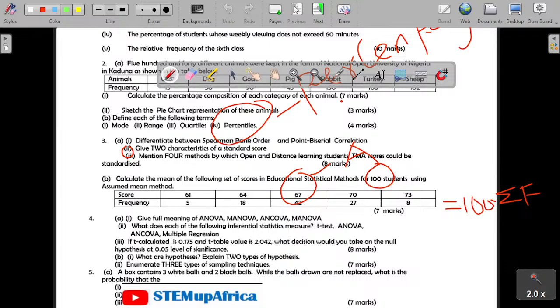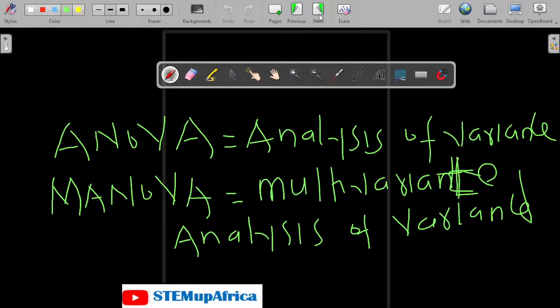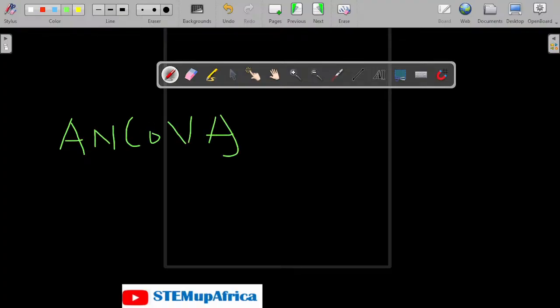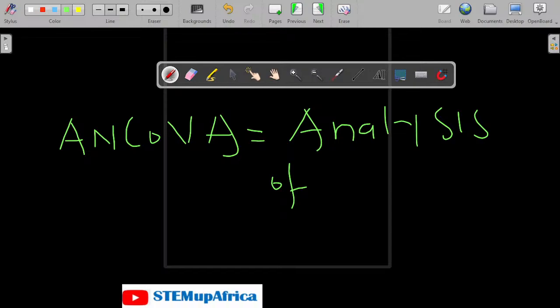Let's go to the next one. The next one is ANCOVA. I don't know if you've written that. Let me go to the next page. ANCOVA. All these ones, they are under advanced statistics. Here is analysis of covariance. That is what the ANCOVA stands for. Then the other one, MANCOVA.